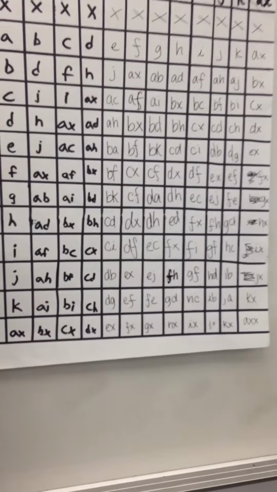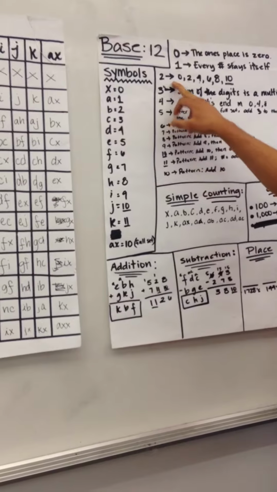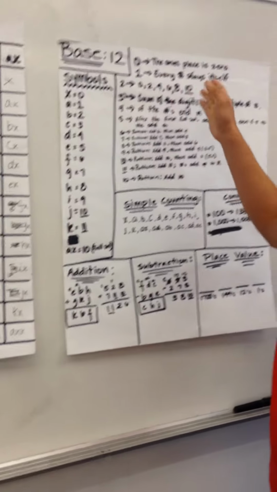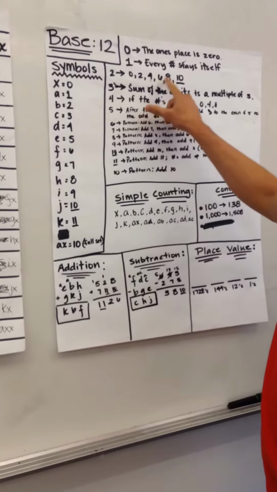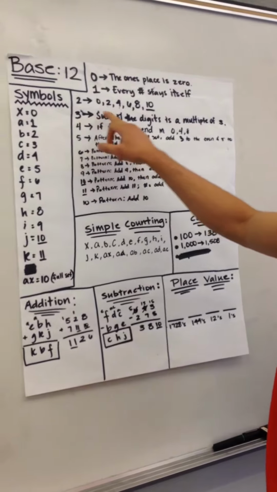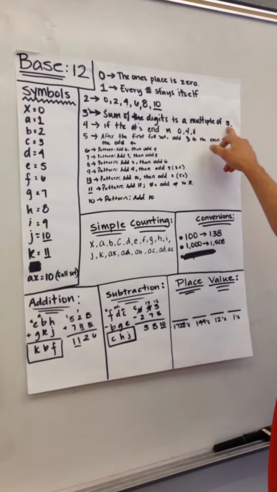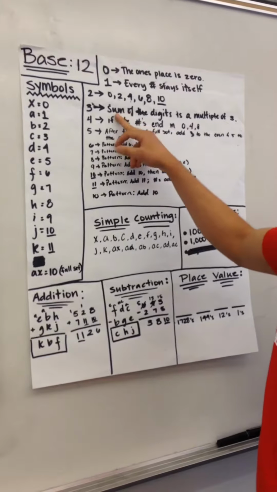Now back to this. Our base is base 12, and for this, the divisibility rules. If you want to divide by zero, the ones place has to be zero. For ones, every number stays itself. For twos, the last digit, the ones place, has to be 0, 2, 4, 6, 8, and 10. For 3, the sum of the digits has to be a multiple of 3. For 4, if the numbers end in 0, 4, and 8, then it's divisible by 4.